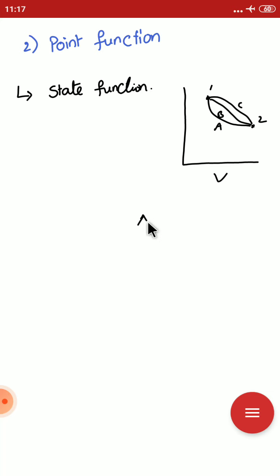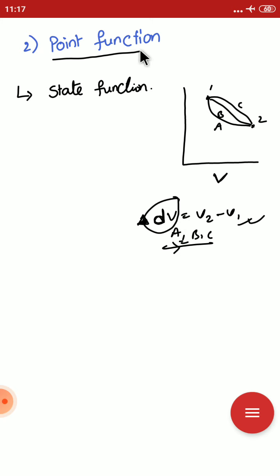Here dV is V2 minus V1. Delta V is the same for process A, process B and process C. Whatever process is followed, the volume change is the same. Why? Because this is the point function. Point function is also called a state function.